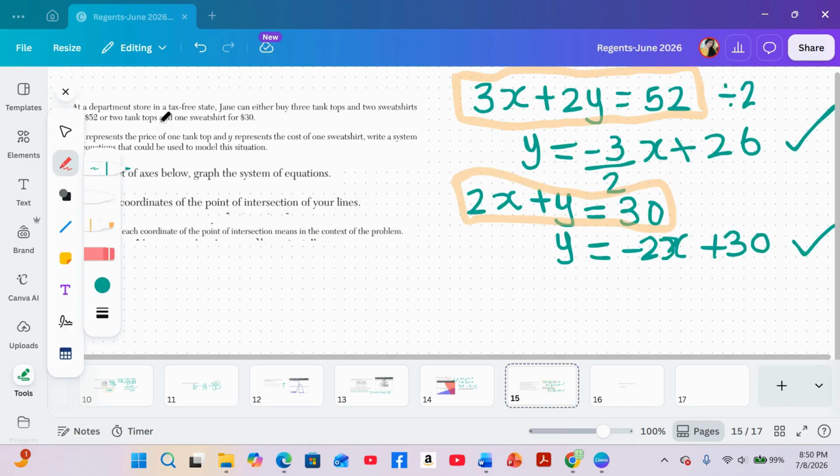Okay, I went ahead and said 3 tank tops plus 2 sweatshirts, and she'll have to pay $52. So this is the first equation. Then I just rearranged it so we have it in terms of y because we need to graph it in a minute. The second equation is 2 tank tops plus 1 sweatshirt, paying $30. So this is the second equation and I've just rearranged it for graphing purposes.